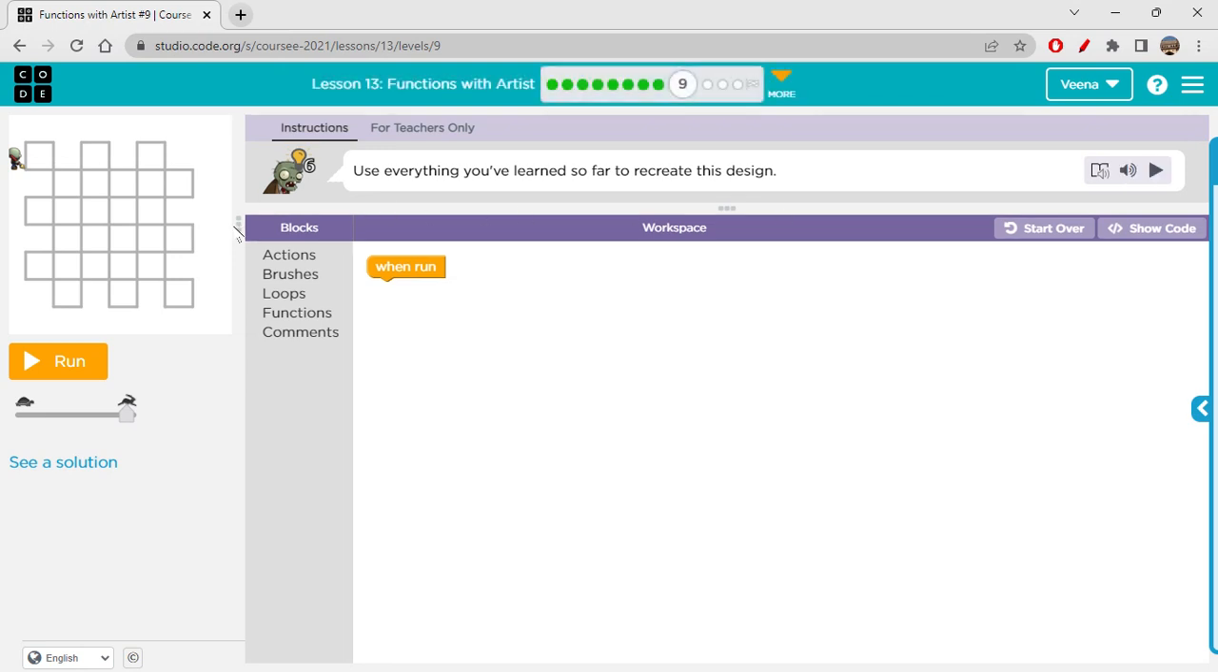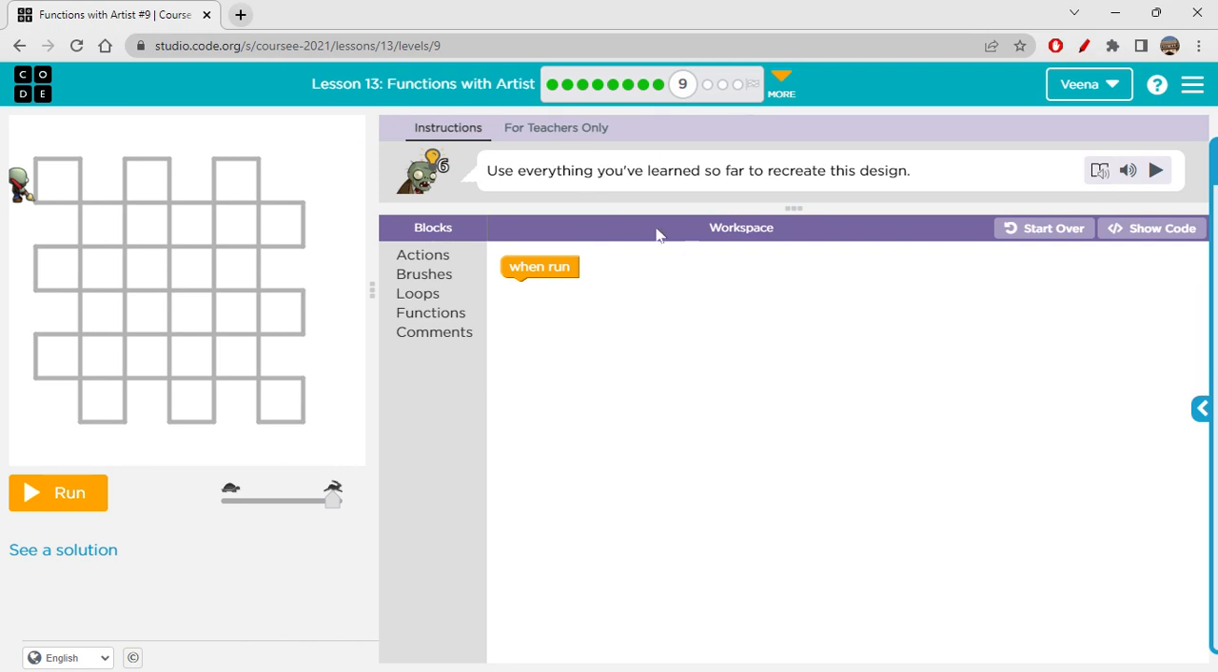What? Like, is it serious? Use everything you've learned so far to recreate this design. Okay. All right. So we just have to do the same thing again and repeat that 3 times to get the same kind of pattern, is mostly what I feel. Okay. This should take a while now. Okay, let's try to do this again.